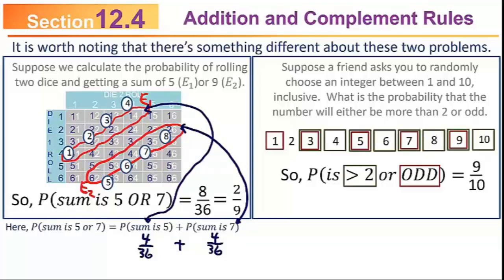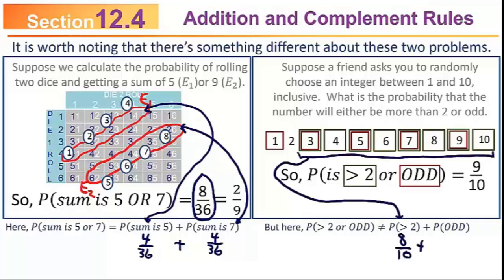So the probability of getting a sum of 5 is 4/36, but there are also 4 that gave me a sum of 8. So the probability of getting a sum of 8 is also 4/36, and 4/36 plus 4/36 is 8/36. But if you look on the right side, the probability that a number is greater than 2 or odd turned out to not be equal to the probability that the sum was greater than 2 plus the probability that the sum was odd.